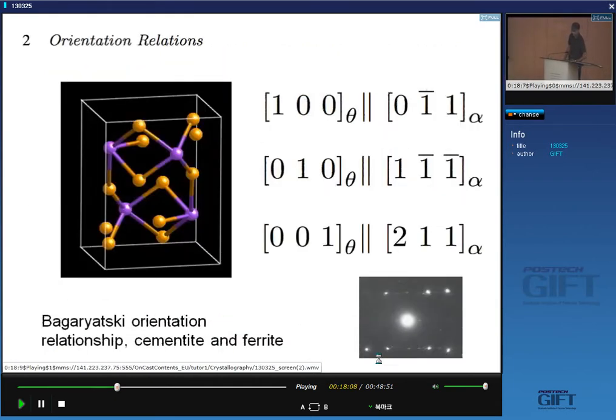Right, now, this is cementite. It's an orthorhombic unit cell. And there are lots and lots of iron atoms, I think 12 iron atoms inside the unit cell, and Fe3C, so there will be 4 carbon atoms inside the unit cell. So these will be our carbon atoms here. And it's orthorhombic, so 100 is different from 010, which is different from 001, with A, B, and C lattice parameters. And this is the Bagaryatsky orientation relationship between the cementite and ferrite.